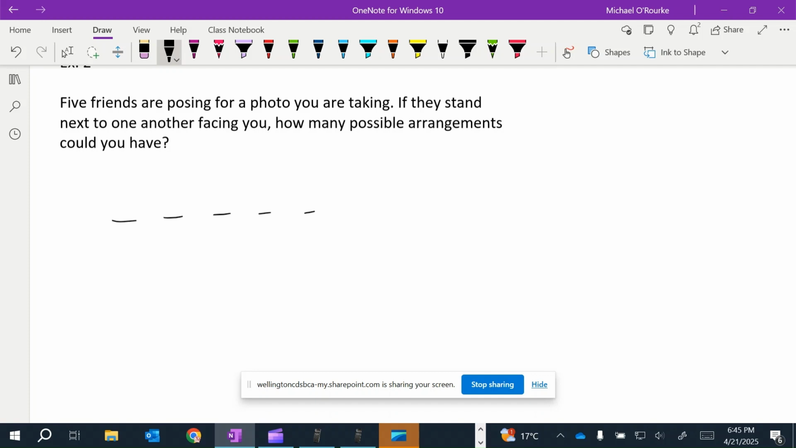So if you look back to yesterday, it's pretty much multiplication here. I have 5 options of friends who can go in the first spot. Then I have 4 people left, then 3 people left, then 2 people left, then 1 person left. So that is 5 times 4 times 3 times 2 times 1, and that's going to equal 120. Now, what you may not know is that this also equals something called 5 factorial.